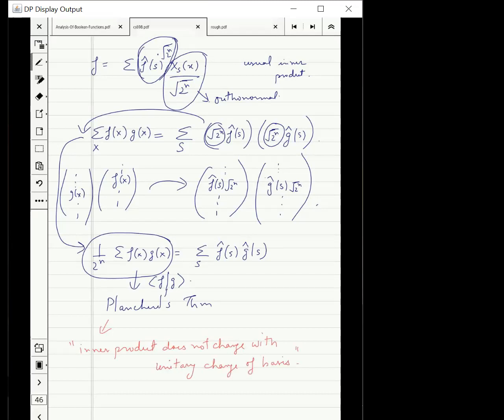Any questions about this proof? Everyone is okay? Everyone is sleeping? No? Okay. Should I repeat it? It's fine. Vote. Anyone who is not clear about this argument, raise your hand. Good.